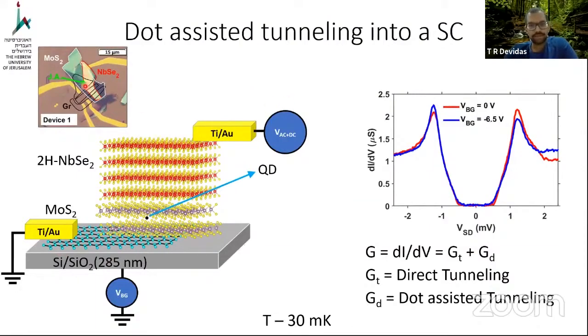An optical image of the device is shown here. As we do the differential conductance measurement, you see that we get a very nice differential conductance spectrum of NbSe2, and as you apply a backgate, we see gate-affected changes in the spectrum, which we then associate with dot-assisted tunneling. So the total differential conductance we define as a sum of direct tunneling and dot-assisted tunneling. All these measurements were carried out at a temperature of 30 millikelvin in a dilution cryostat.